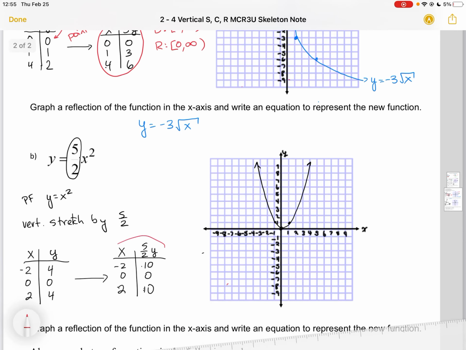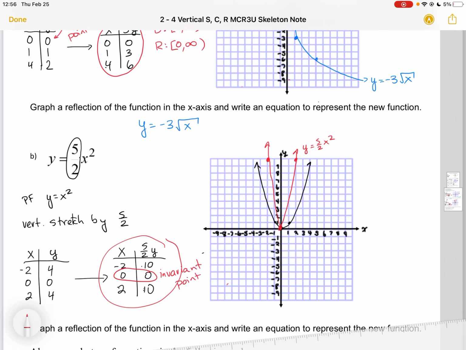So plotting those points, I've got (-2, 10), (0, 0), and then (2, 10) on the other side, which is going to give me a much skinnier parabola here. So I've got y equals 5/2 x squared. I have one invariant point, which is (0, 0).